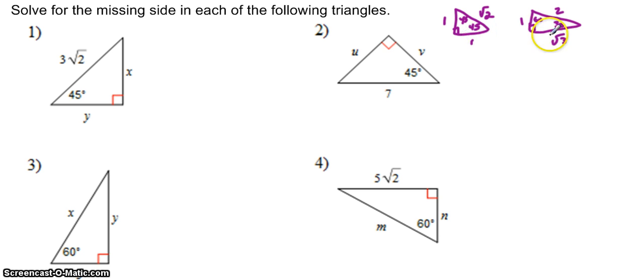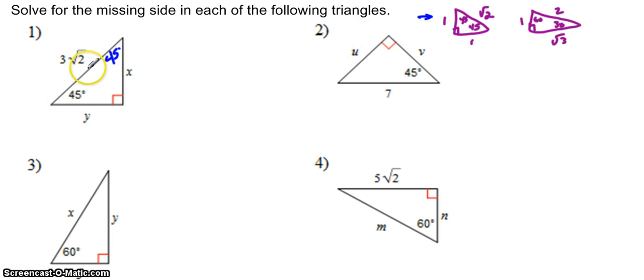So now that I've got those down as hints to help me out, go ahead, pause the video now, and try 1, 2, 3, and 4. The answers will start coming up in 3, 2, 1. All right, let's go with the first one. First one is definitely a 45, 45, 90 triangle. So we're going to relate to this triangle right here.